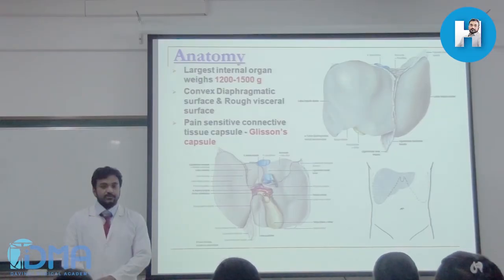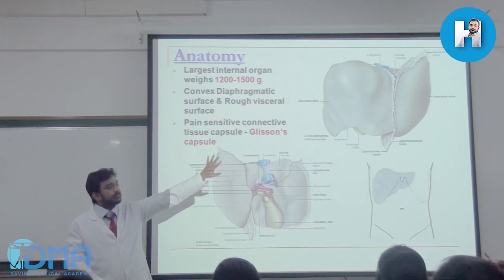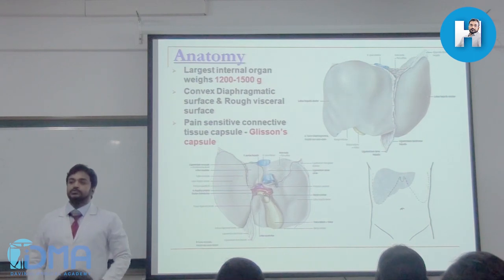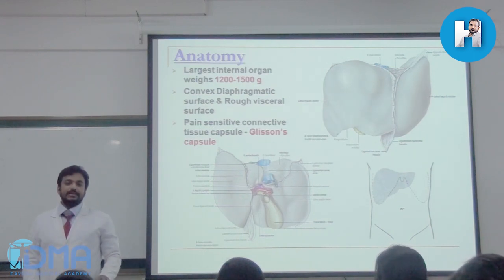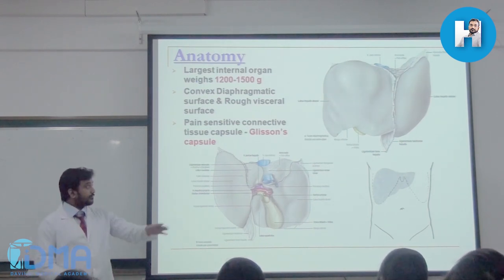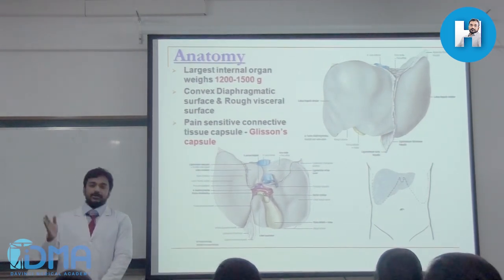So, it will be having two surfaces. The outer and superior surface is rounded, and it is smooth because it is covered by the diaphragm. This surface is called the diaphragmatic surface. And inside, we call it that this surface will be more or less vertical.